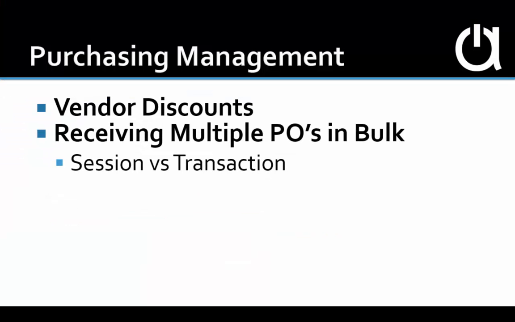Okay, we also had a question coming in on how to receive multiple purchase orders in bulk. So that gets into session versus transaction for your inventory transactions, for lack of a better word. So you would start on the inventory receipt window, select a PO number, and add a new transaction for each new PO you're receiving against. And then once you're finished, when you post that session, it will actually post each transaction into inventory, giving you the ability to receive multiple POs at one time.